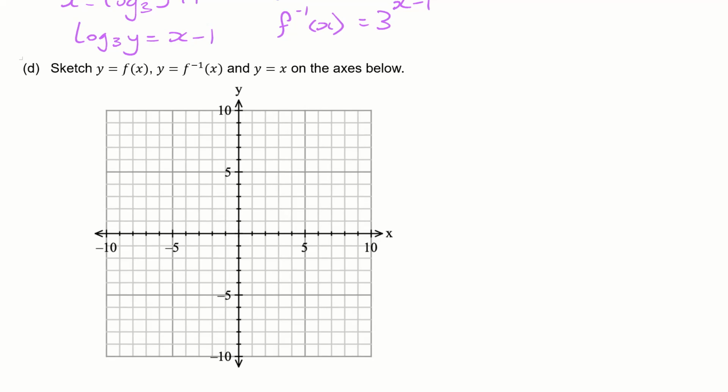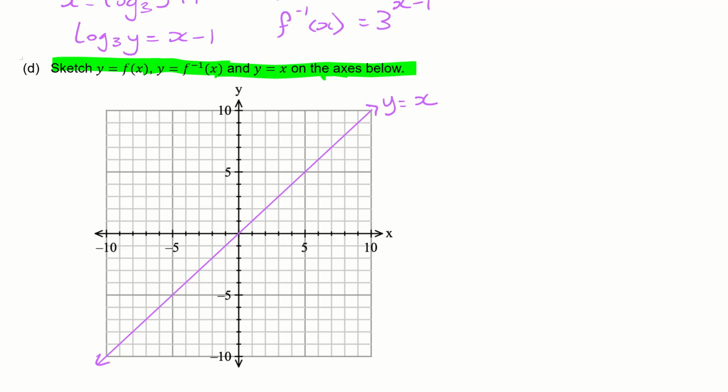We're now asked to sketch y equals f of x, y equals the inverse function, and y equals x on the axes below. And let's start with y equals x, because that is a nice, easy, straight line that we can draw. And so that is y equals x.